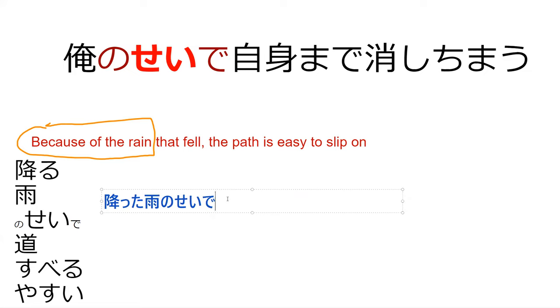So this right here, that first part of that English sentence we have there. So now we make the next part, which is the path is easy to slip on. Michi. Path easy to slip on. Slip is suberu. So we can say suberu ga. No, that's not good. Suberi. Now, easy. What was the other vocab word for easy? Let's see. We got furu, ame, no sei de, michi, suberu, and yasui.